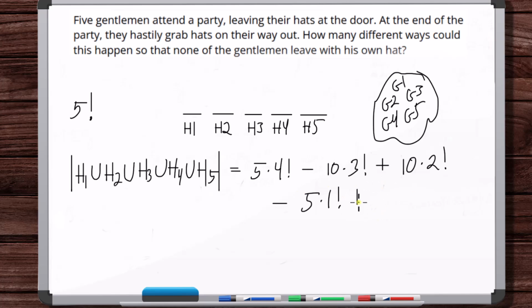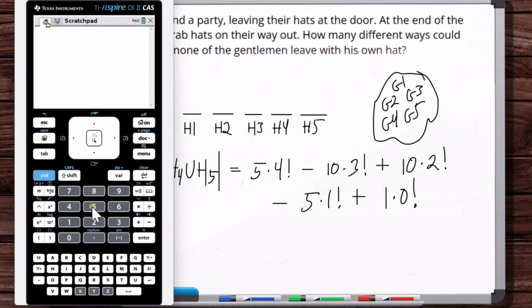Okay, then we're left with H1 intersection H2 intersection H3 intersection H4 intersection H5, and that's going to be 1 times 0 factorial, which is how you'll see the formula derived. But it's just 1. There's only one where they all have their own hats. Okay, and so let's see.